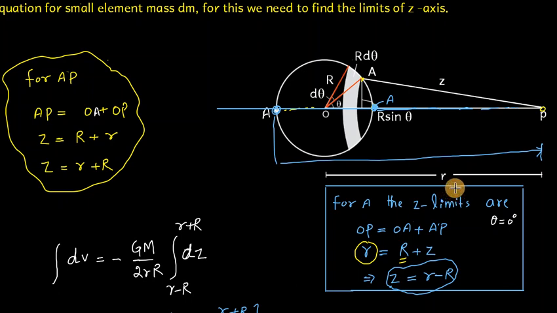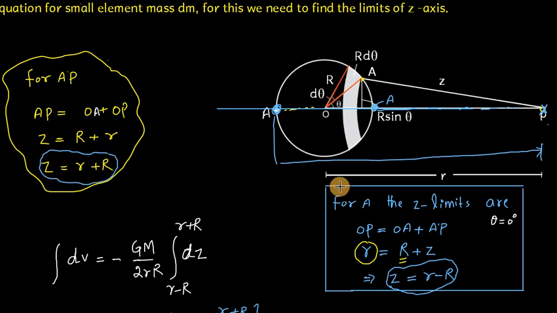Similarly, the upper limit of z means this is our point P, and at point P we want to find the limit of z, meaning how far point P is from this point. So from this, AP, this distance AP, is equal to what? AO plus OP. By putting the values, we obtain z equal to small r plus capital R. So this is the upper limit of z.